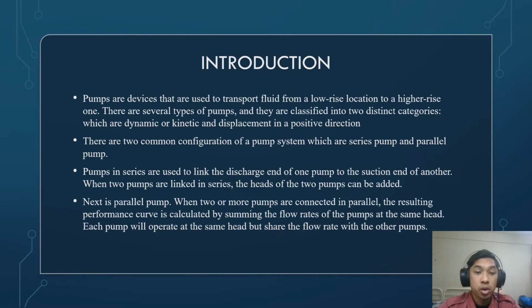Pumps in series are used to link the discharge end of one pump to the suction end of the other one. When the two pumps are linked in series, the heads of the two pumps can be added. Next is a parallel pump. When two or more pumps are connected in parallel, the resulting performance curve is calculated by summing the flow rate of the pumps at the same head. Each pump will operate at the same head but share the flow rate with the other pump.